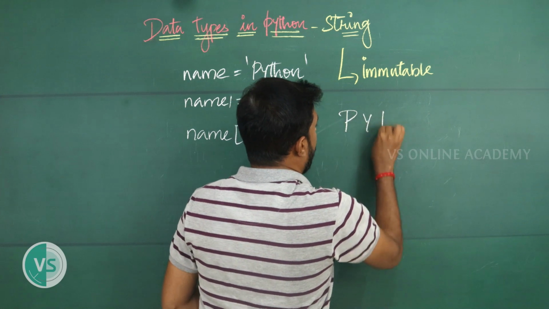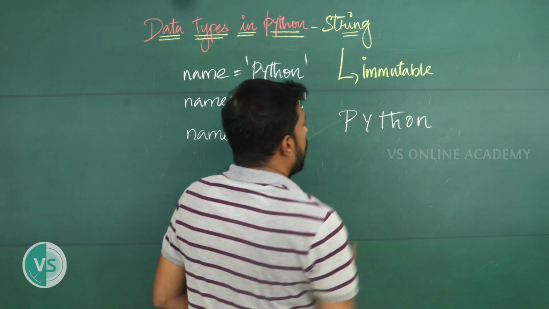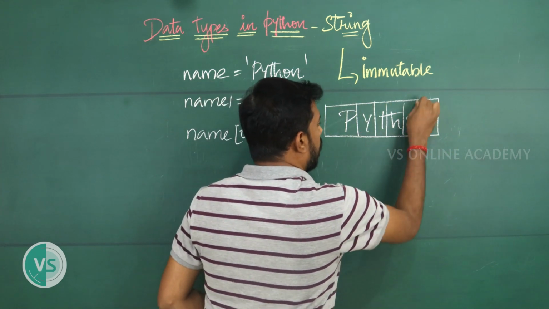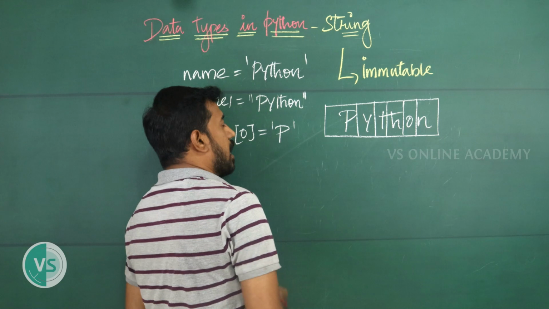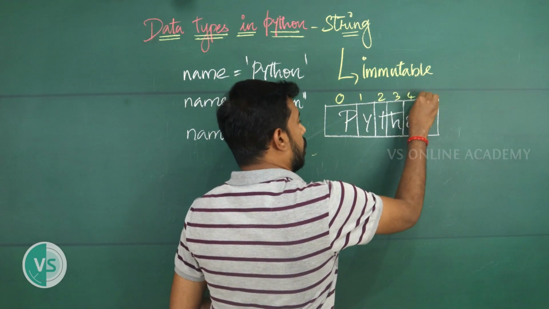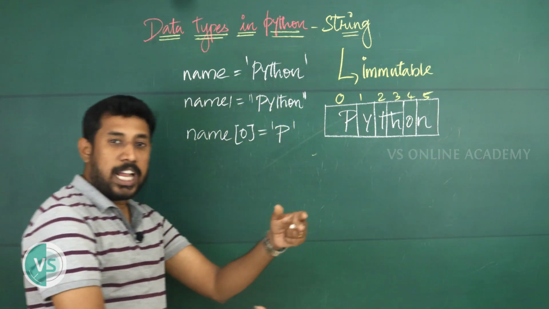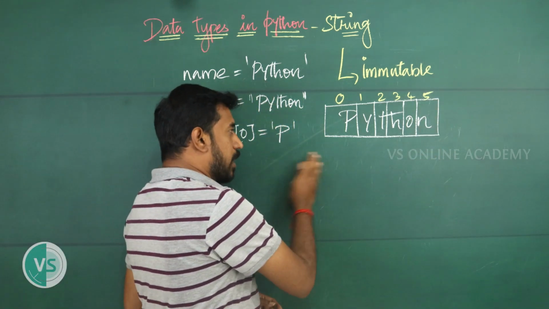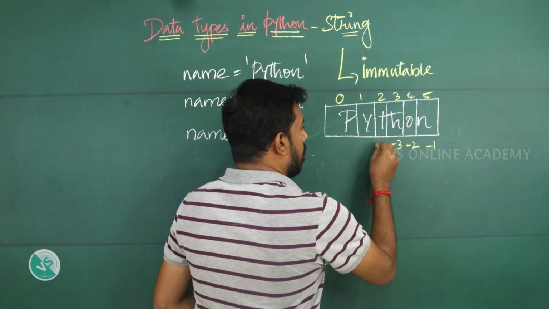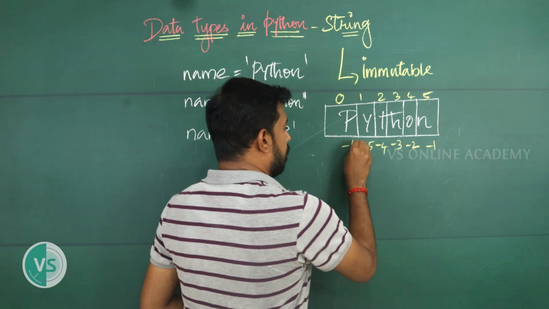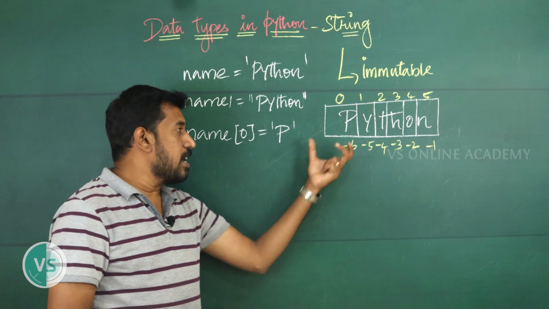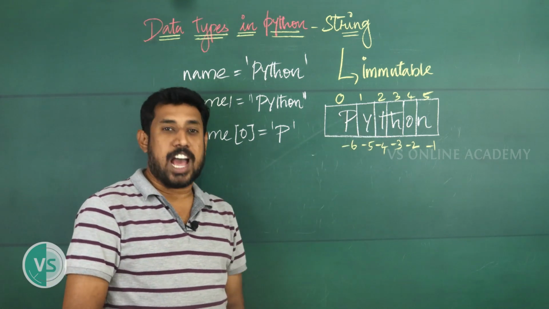Another example shows how the Python string values are assigned to a variable name. See, Python. Every character can be identified with the index. As usual, index starts from 0 and ends with n minus 1. And in Python, a string has the reverse index also: -1, -2, -3, -4, -5 and -6. It is possible to retrieve a particular string value also.